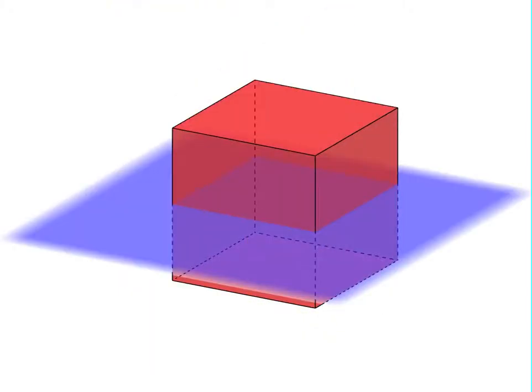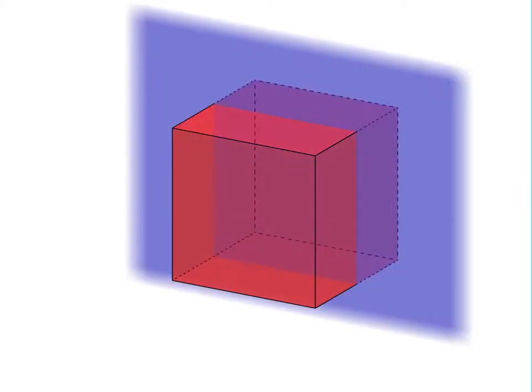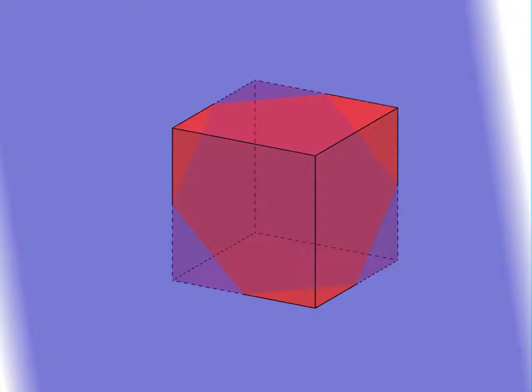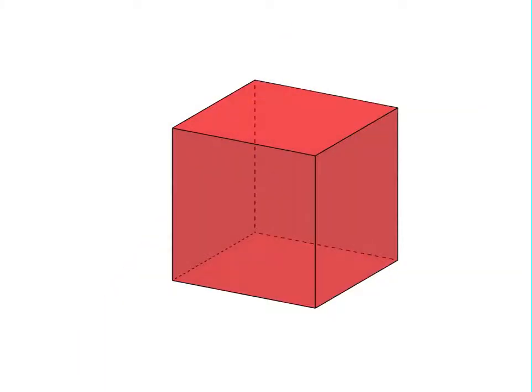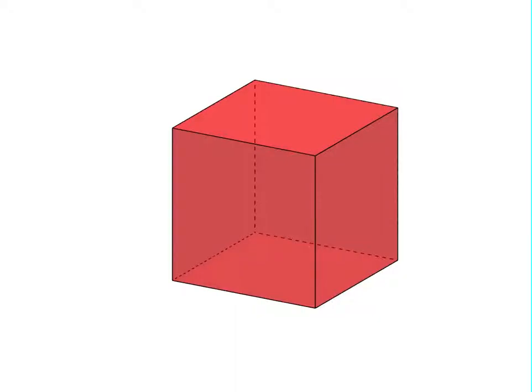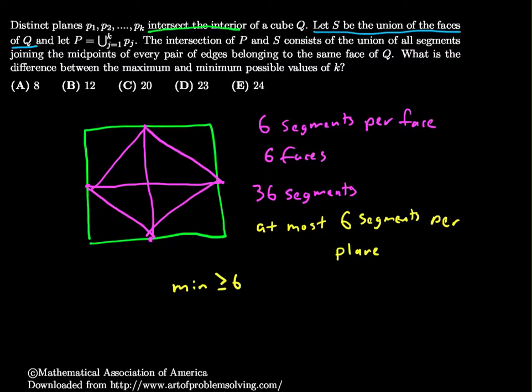And these 7 planes I just showed you, 1, 2, 3, 4, 5, 6, 7, are the minimum number of planes needed to get every one of those segments. So the minimum is actually equal to 7. Now we just need to find the maximum, and then we'll be done.